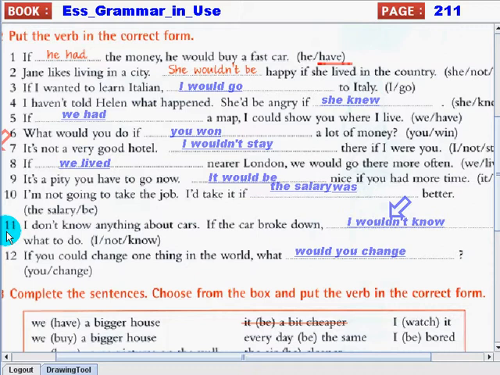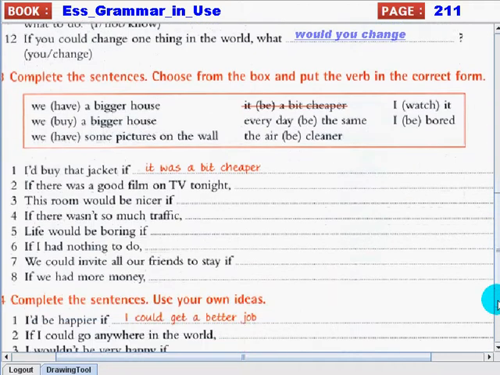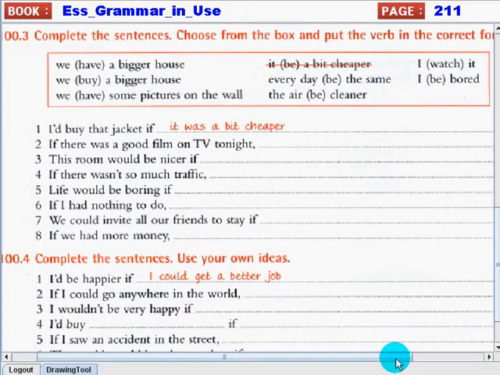Number 11. I don't know anything about cars. If the car broke down, I wouldn't know what to do. Number 12. If you could change one thing in the world, what would you change? So guys, these are the right answers for all the numbers in this exercise. Now let's turn to another one.